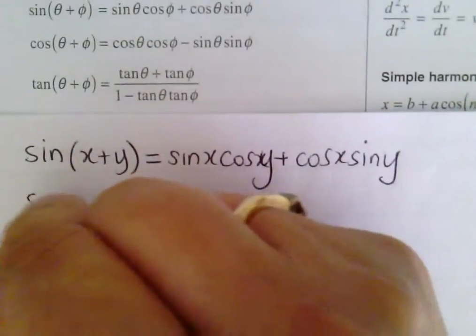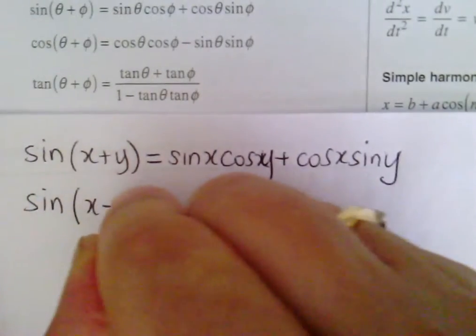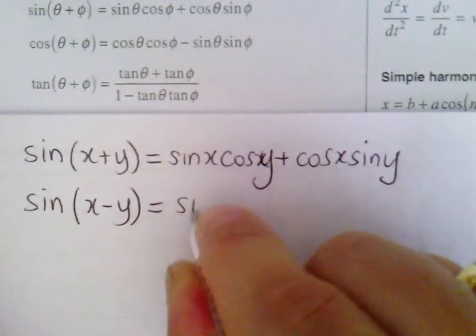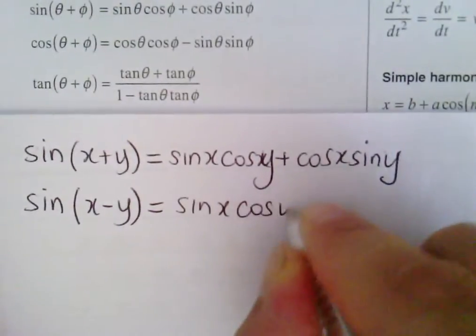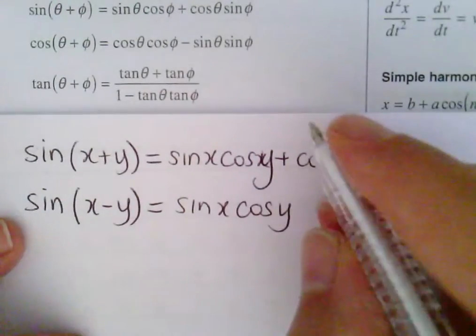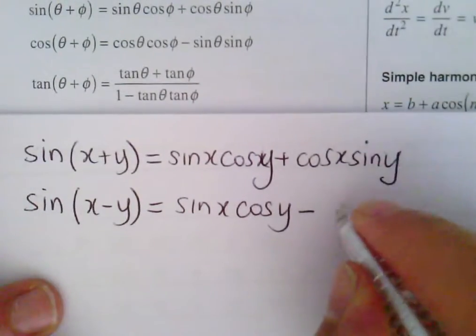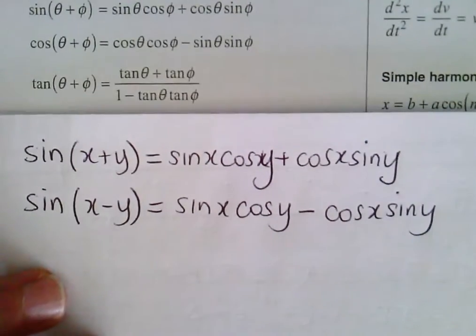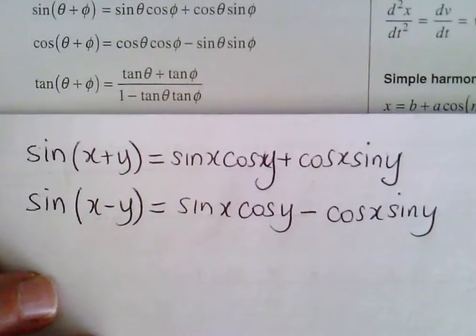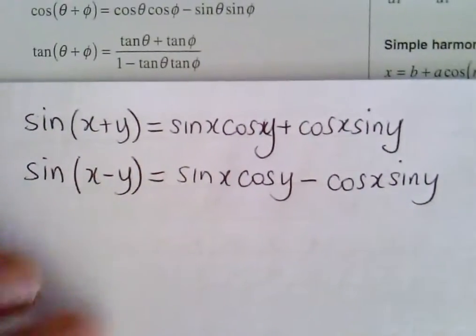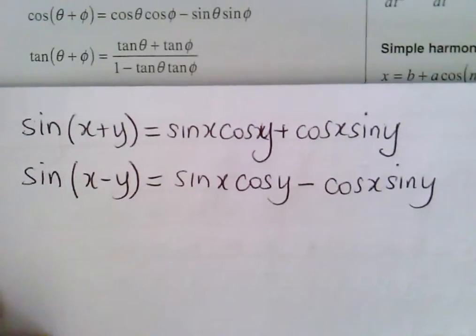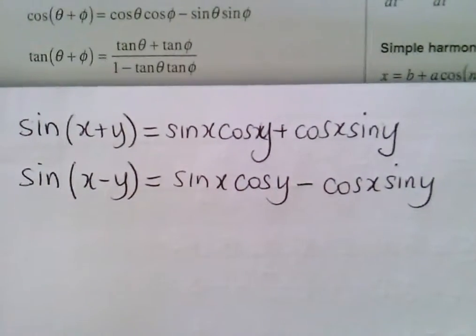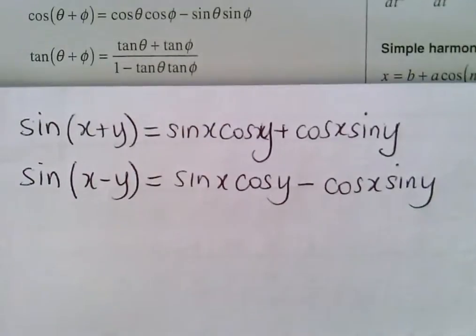So therefore, if you're doing the negative one, sine of x minus y, yes, we get sine x cos y, but keep the sign the same. So for the sine one, it's keep the sign the same. Got it? Now the cos one. Well, if you keep the sign the same for sine, then you don't do it for cos. All right?